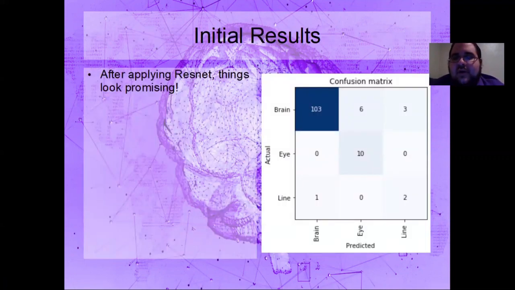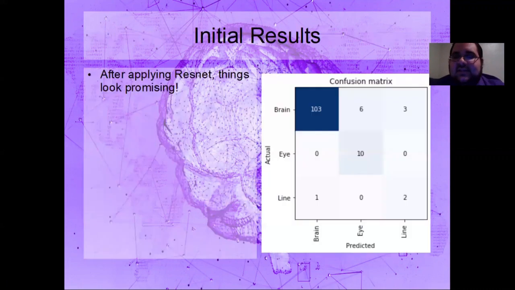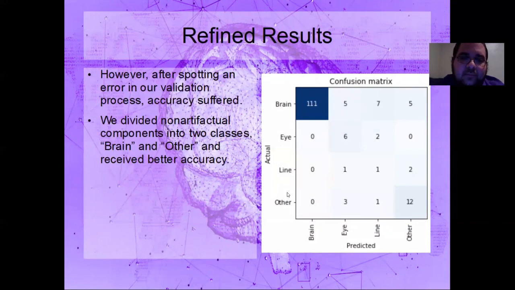Well, what I did was apply ResNet34, which is a common image recognition algorithm, on those pictures I showed you a second ago to locate the different types of components: brain, eye, and line. And initially, we were getting some pretty decent results. The eye and line artifacts were being discriminated correctly. However, I discovered we had a leak in our data, and so I fixed that up.